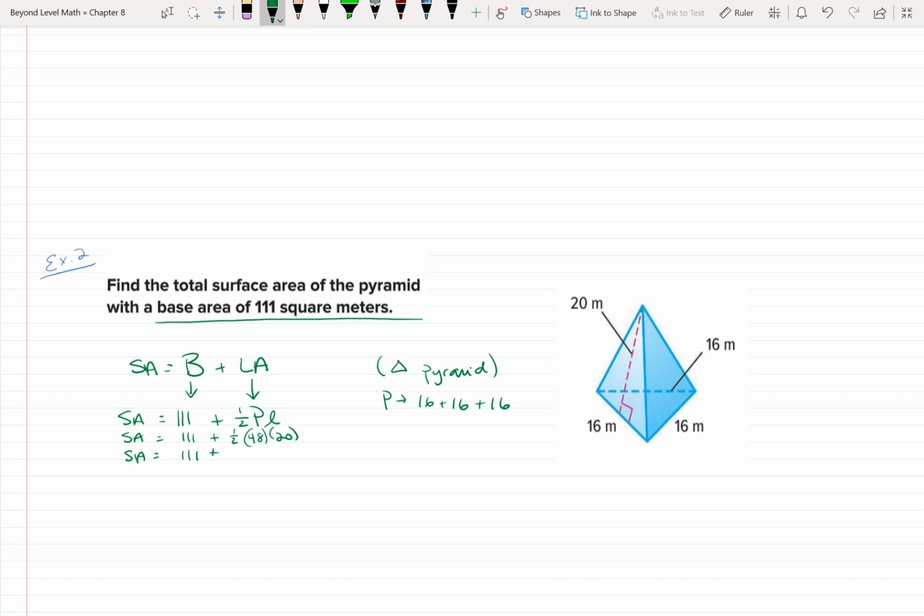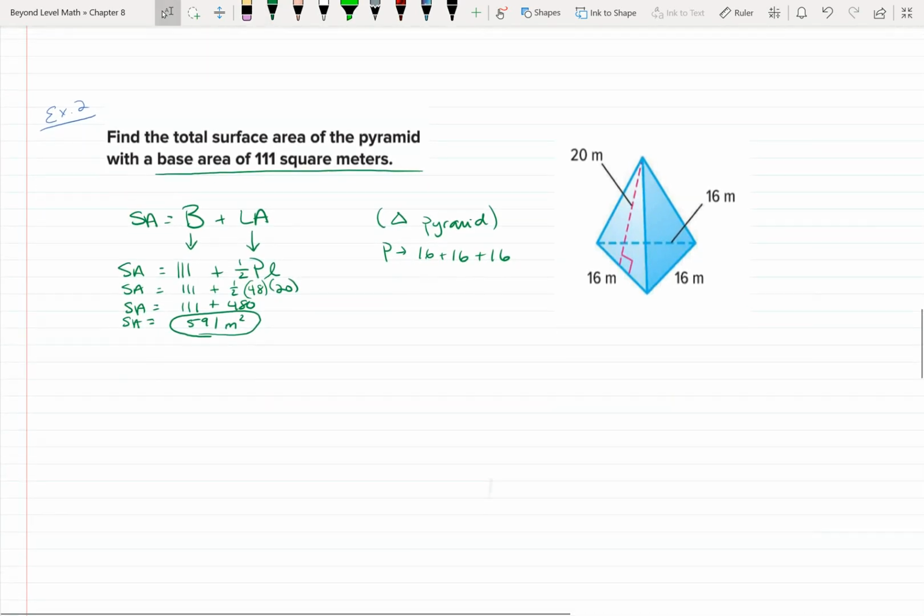So 10 times 48 gives us 480. And 480 plus 111 will give us 591. And it's meters squared. Alrighty. So again, we're just kind of plugging in what we know. You've just got to be very aware of what kind of pyramid you are working with, square or triangular.